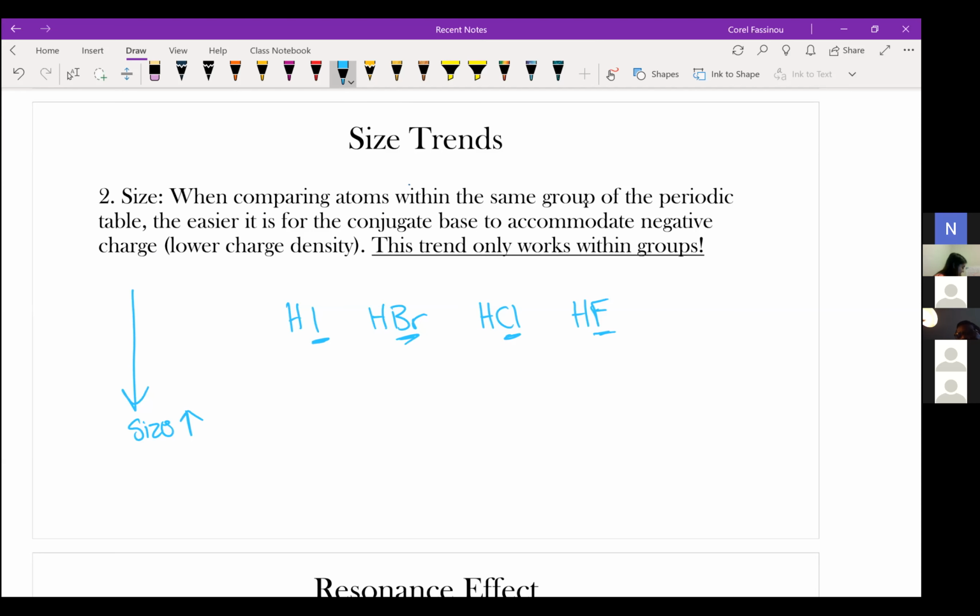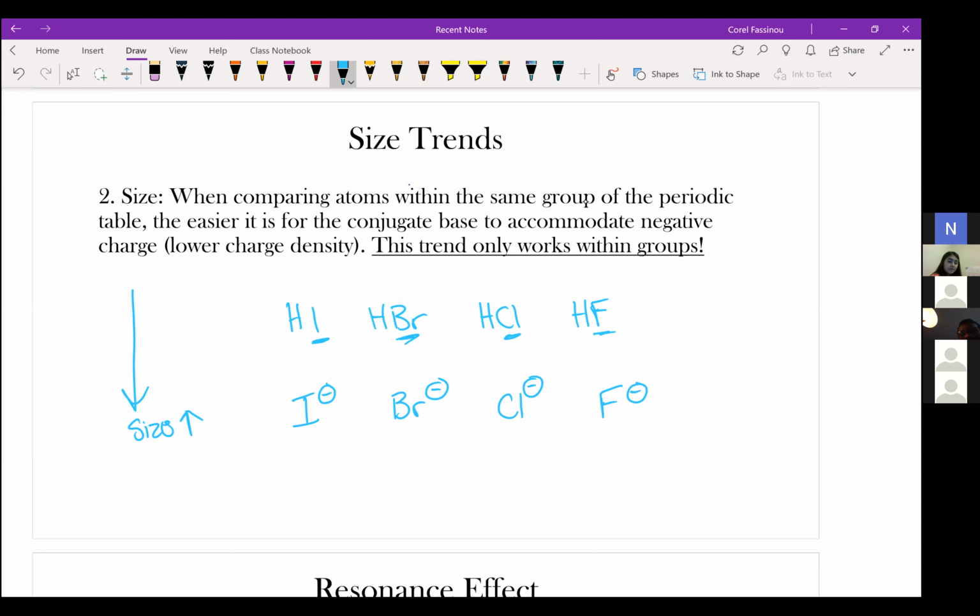And so to see which one is going to be the strongest acid, we're going to look at the stability of that conjugate base. So we have I minus, Br minus, Cl minus, and F minus. The bigger the atom is, the more it's going to stabilize that negative charge. You can think about it as the bigger the atom size, the more it can distribute that negative charge around to make it more stable.